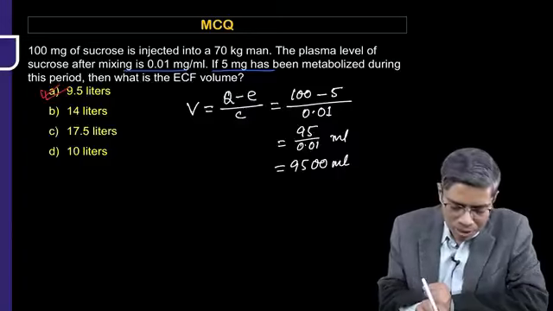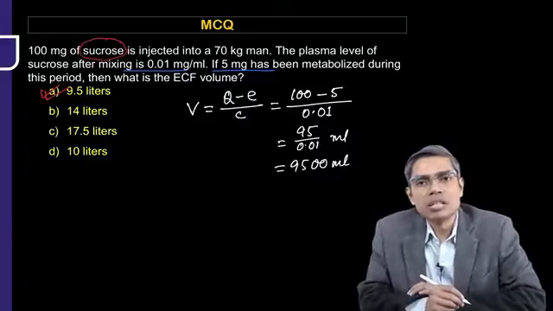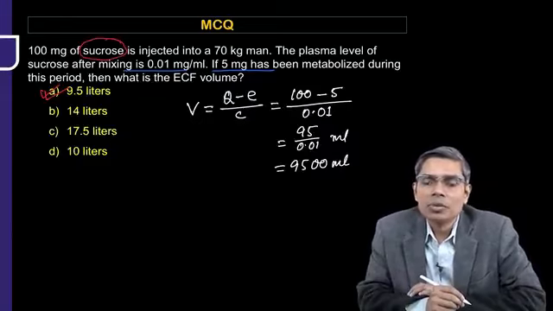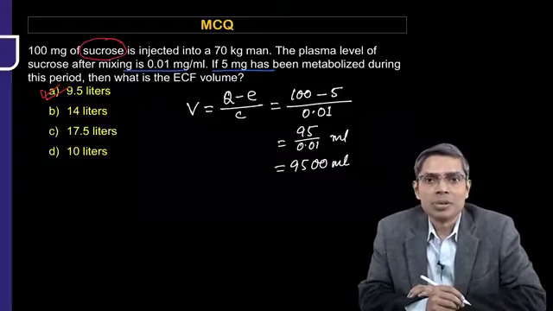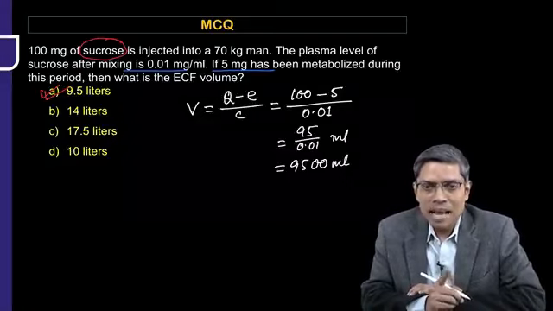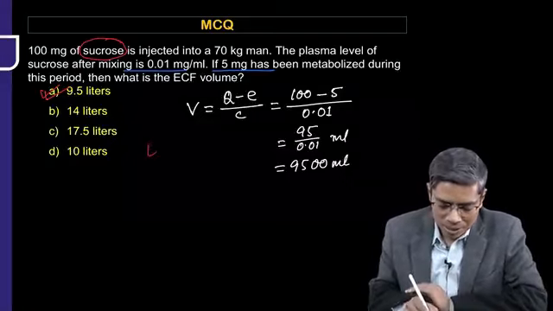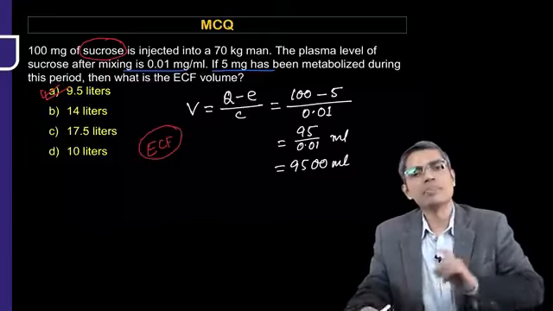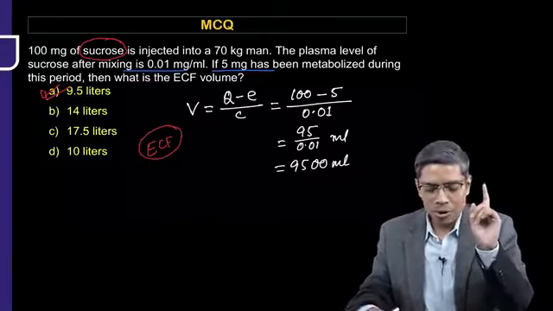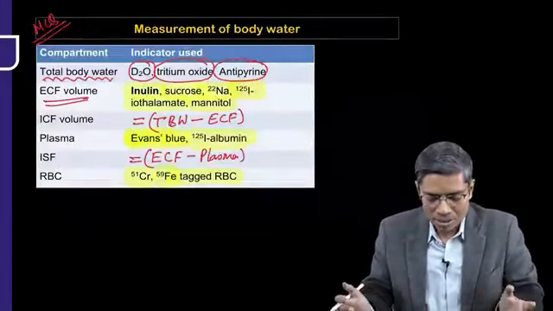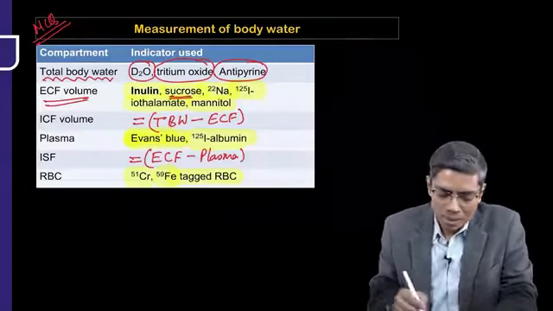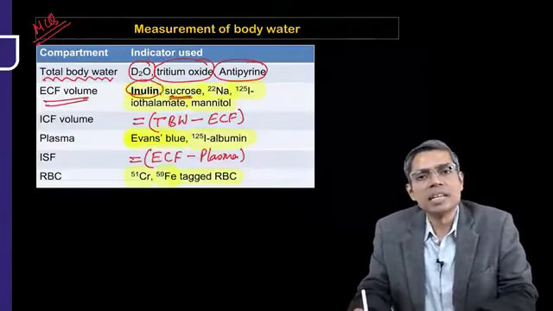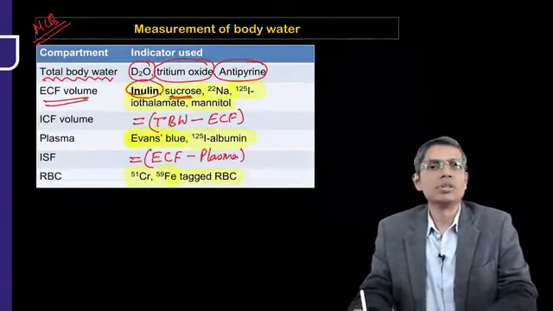What substance has been used here? Sucrose. Sucrose is used for measuring which fluid compartment? Sucrose is a disaccharide which is freely permeable to the capillary, but it is impermeable to the plasma membrane. So it will be distributed in the plasma as well as in the interstitial fluid. So basically this is nothing but measurement of the ECF volume in this person. Getting my point? So this is all about the fluid compartments and how to measure them. See here, sucrose has been written, which is used for measuring ECF volume. But the best substance for ECF measurement is inulin, right? So these are all the things that you have to remember.